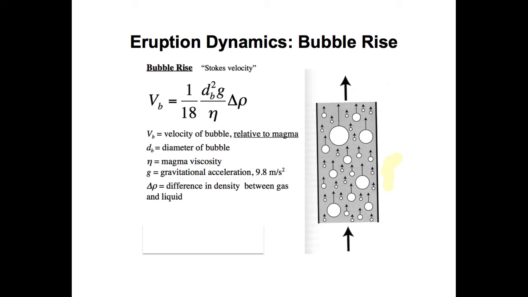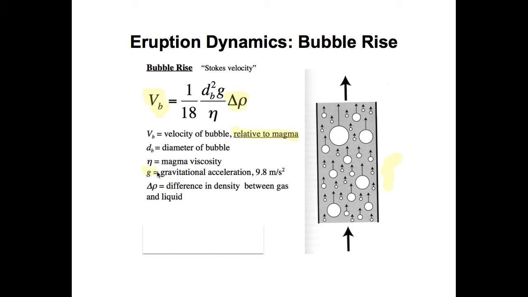And there's a relatively simple formula called the Stokes velocity that tells us how fast the bubbles will rise relative to the fluid. So this velocity of the bubbles is relative to the magma. So if we imagine the magma being not moving at all, then this would just be the rise of the bubbles. So the velocity that the bubbles will rise depends on the density contrast, how much less dense the gas is relative to the liquid. So the bigger the density contrast, the faster they'll rise.